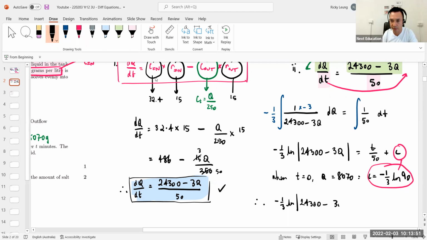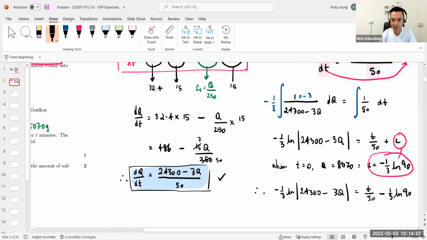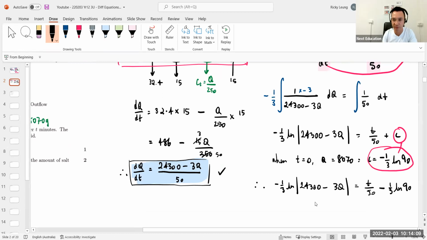24300 minus 3q equals 3t on 50 minus 1/3 ln 90. Now, if you want to get a nice expression, combine your logs, etc. What am I trying to do, by the way? I'm just freestyling here. Hence solve. Okay, they just want the expression. Easy. So they do want me to make Q the subject, right?